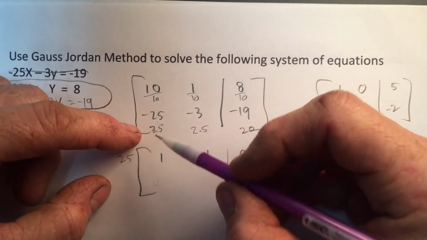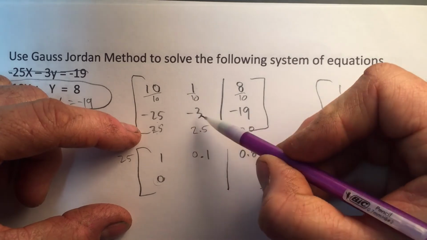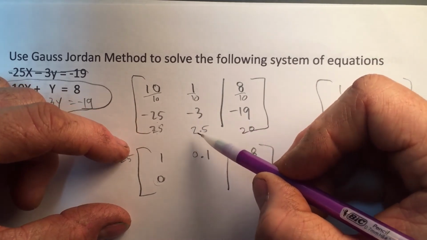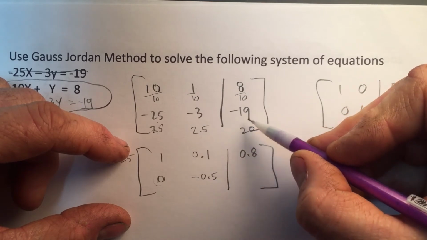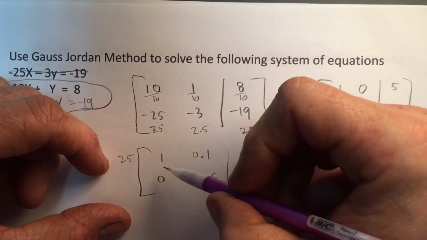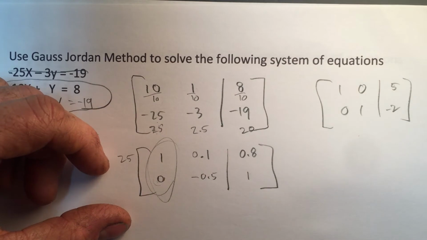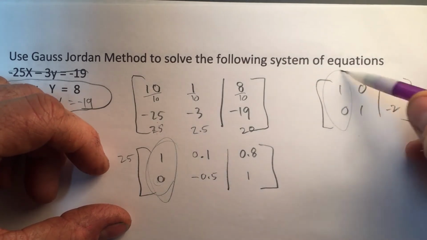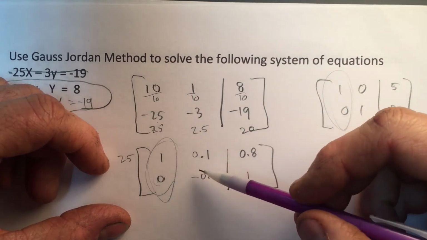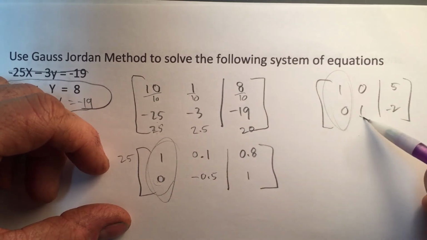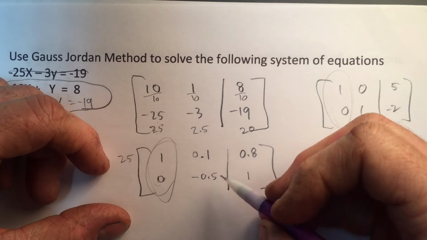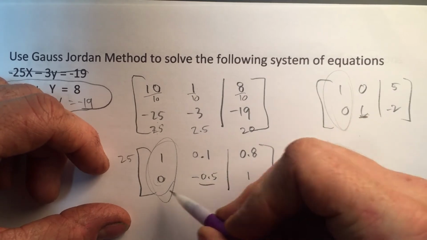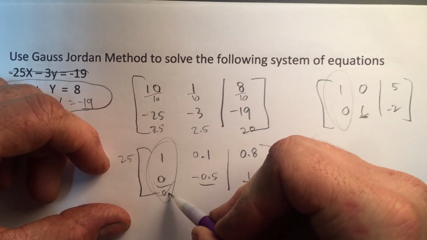So negative 25 plus 25 is a 0. Negative 3 plus 2.5 is negative 0.5. And negative 19 plus 20 would be 1. And there you go. First column's good. Now I'm going to shift to the second column. Well, I got to get my 1 in place first. So right here, I got a negative 0.5, which means I'm just going to divide everything by negative 0.5.